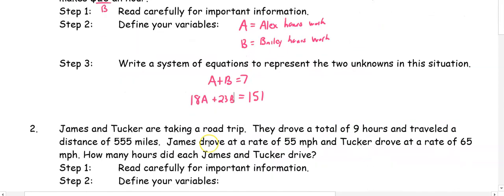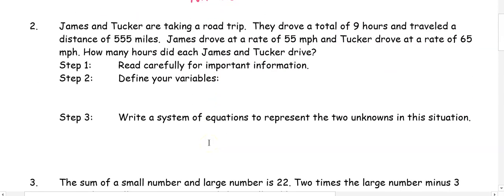Let's look at another example. Number 2, James and Tucker are taking a road trip. They drive a total of 9 hours and traveled a distance of 555 miles. James drove at a rate of 55 miles per hour and Tucker drove at a rate of 65 miles per hour. How many hours did James and Tucker drive? So we're looking for how long they each drove.